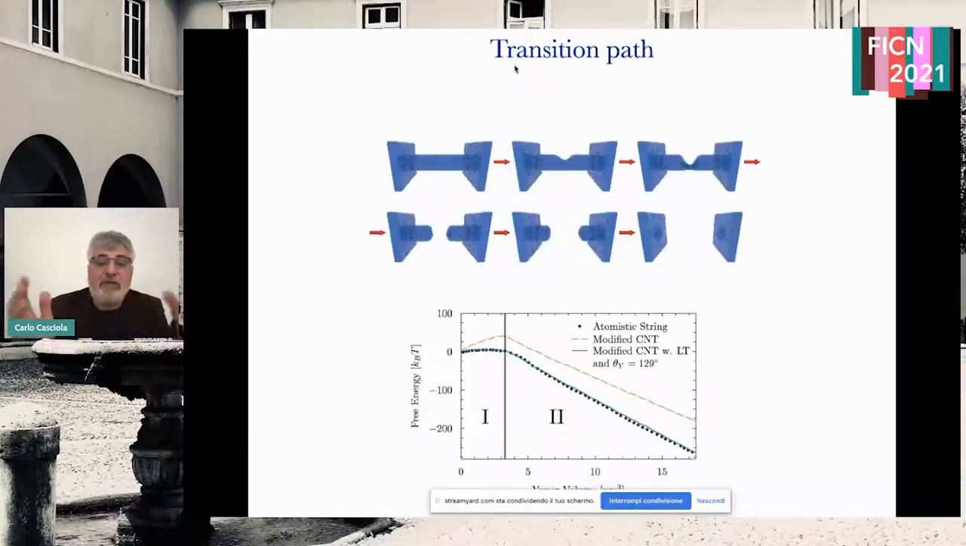What I'm showing here is a sequence of configurations of the coarse-grained density field of water inside the nanopore, starting from the nanopore completely filled with water, and then you see a bubble forming near the middle on one side of the nanopore, and then the bubble expands and touches the opposite side of the nanopore. This is the transition state. And then the bubble keeps expanding until all the water inside the nanopore is expelled.